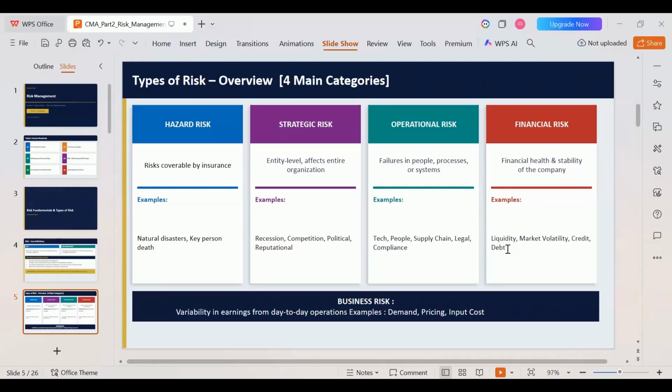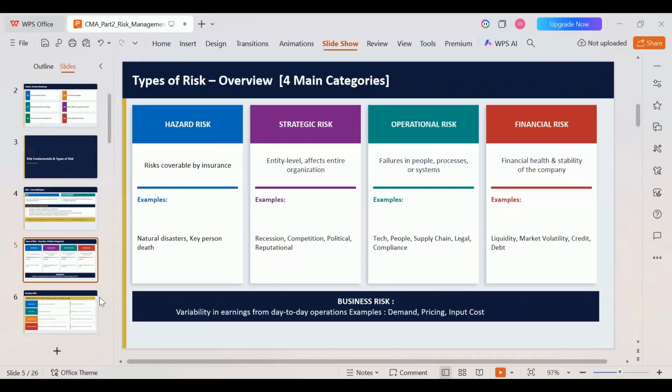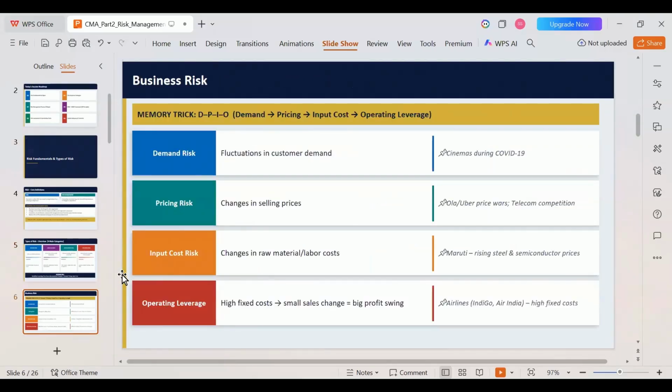Now we will move on with business risk. What is business risk? Can anybody define business risk? What is meant by a business risk?